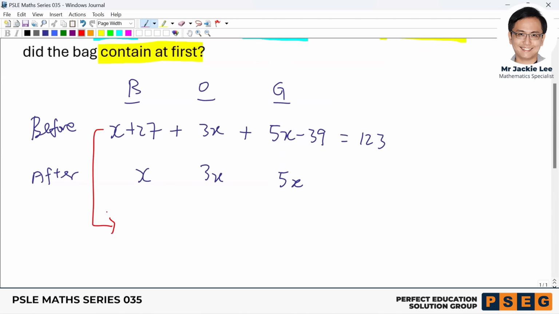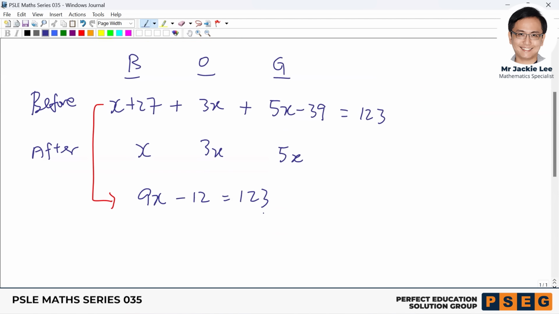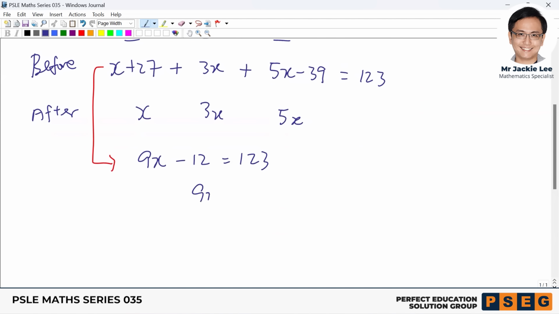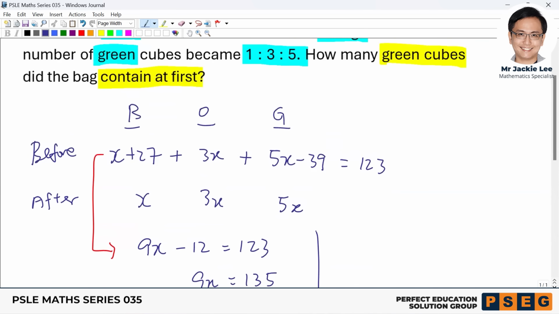So we bring it down here to continue to solve. All the x terms come together to be 9x. Then 27 minus 39 is minus 12, equals 123. Then bring the minus 12 over, it becomes plus 12. 123 plus 12 ends up 135. Then both sides divided by 9 will get 15. Okay, and then I think we are ready to answer the question.